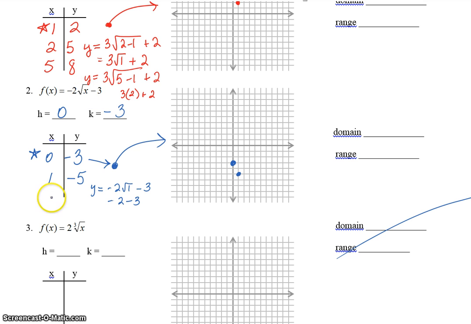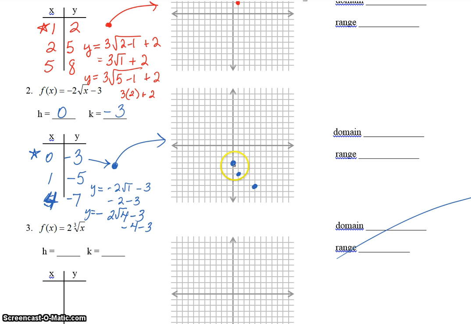And what else can I plug in? Well, the next perfect square is 4. I don't know why I wrote 5, because it's 4. So now we have -2 times the square root of 4 minus 3. y equals -2 times 2 is -4 minus 3, which is -7. So we're going to go (4, -7).